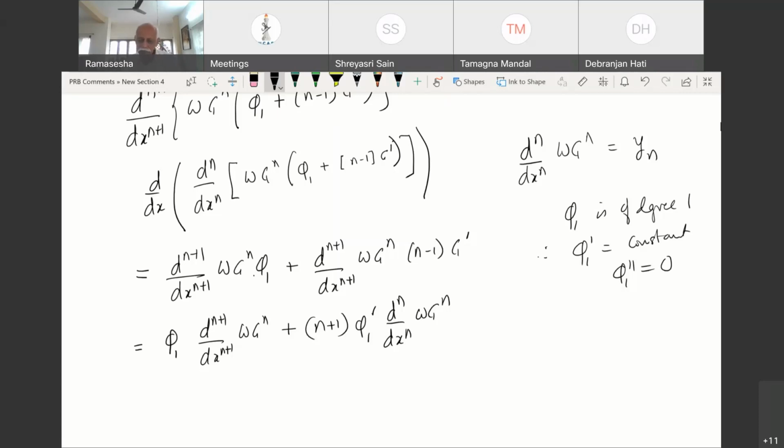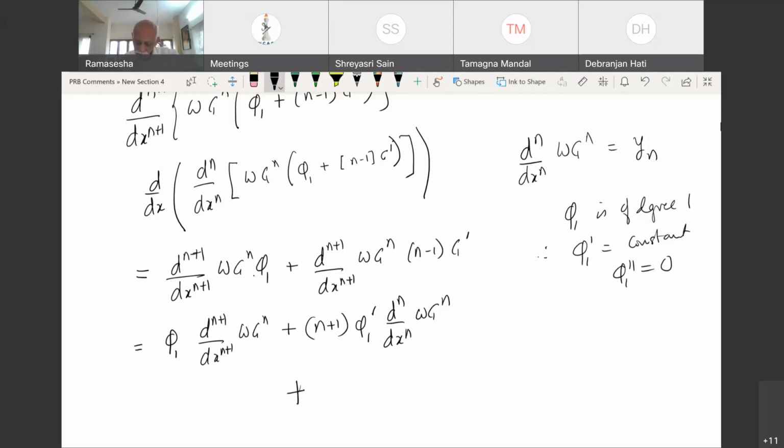Why did I get n plus 1? Because I have got to differentiate this one once, so by using the Leibniz rule, I'll get the n plus 1 term: w g^n plus (n+1) p1 prime times d^n by dx^n of w g^n. Okay. And what will I get from the second one?